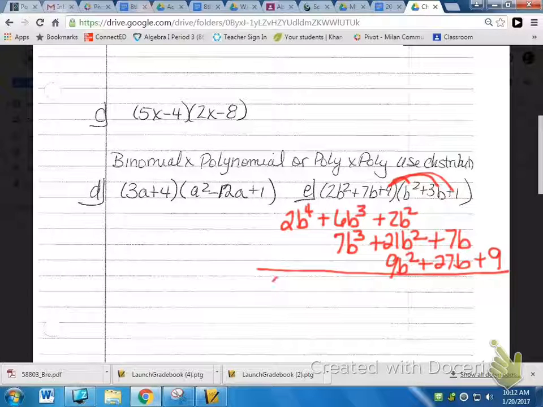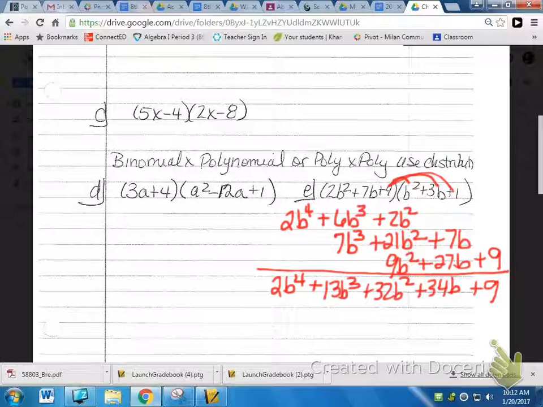My first term would be 2b to the fourth. My next term would be 13b to the third. What about the next one? 32b squared. The next one? 34b. And the last? 9. Hey, what's the leading coefficient on this polynomial, Sophie? 2. And what's the degree on this polynomial, Ethan? 4. You look for the highest exponent.